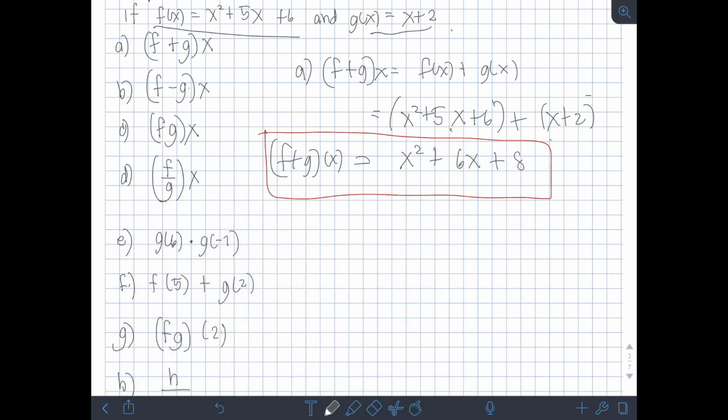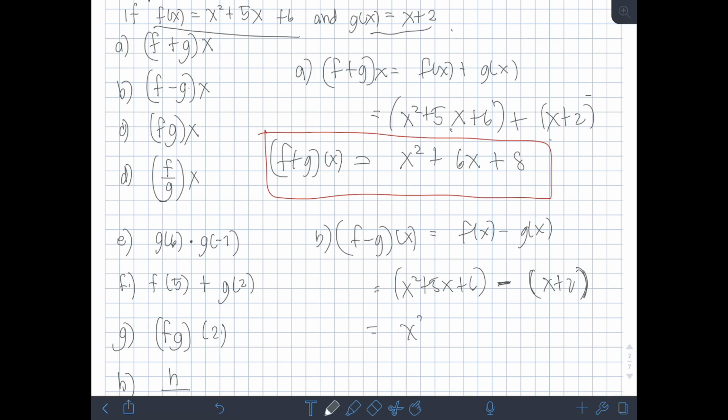Okay? Next, we have f minus g of x. So, we have f minus g of x is the same as f of x minus g of x, right? So, substitute nyo lang. So, f of x is x squared plus 5x plus 6 minus x plus 2. Huwag nyo kakalimutan yung parenthesis, ha? Kasi kailangan yon. Kasi operate natin yung subtraction.